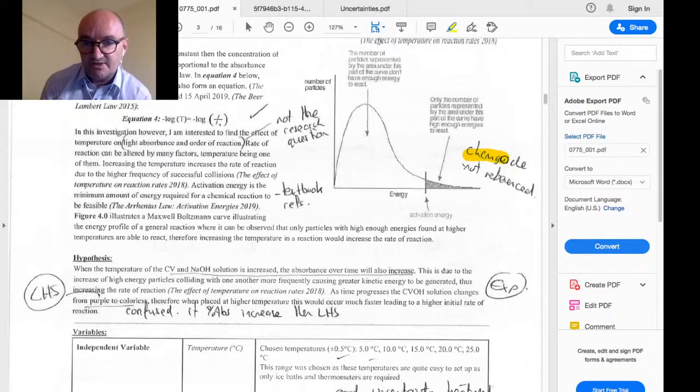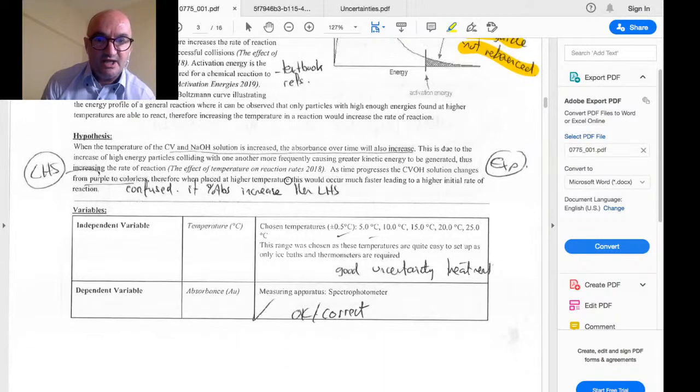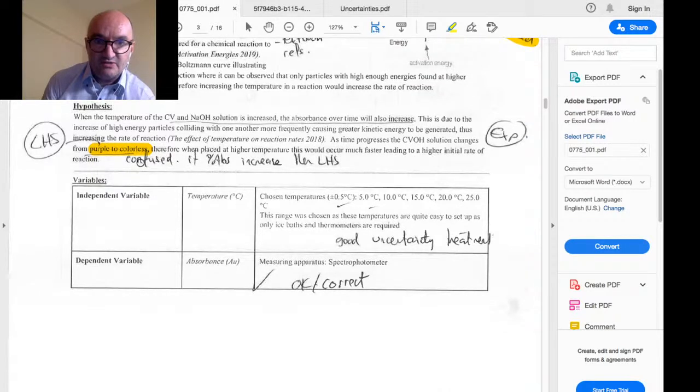Chem Guide, typical usual reference. Unreferenced though, we can all see where that came from. And then she gets a bit more confused in here. When the temperature of the crystal violet and sodium hydroxide is increased, the absorbance will also increase. But she's referencing the wrong side of the reaction. It should be colourless to purple, not purple to colourless, in reference to as the reaction proceeds.